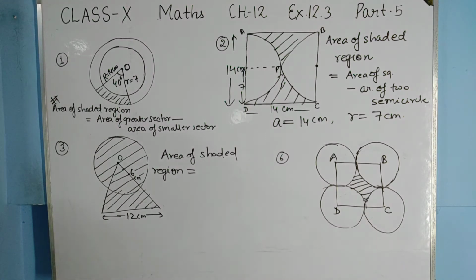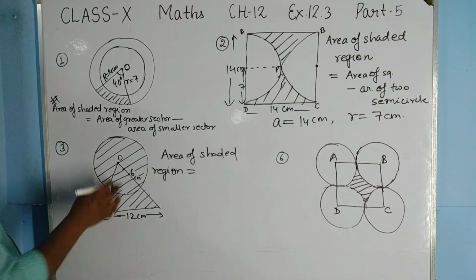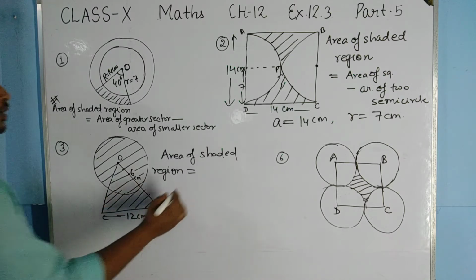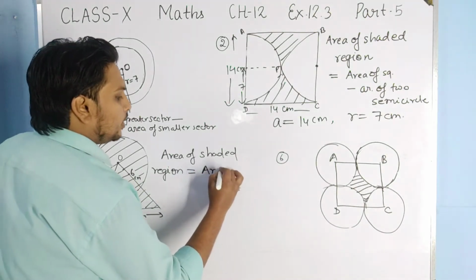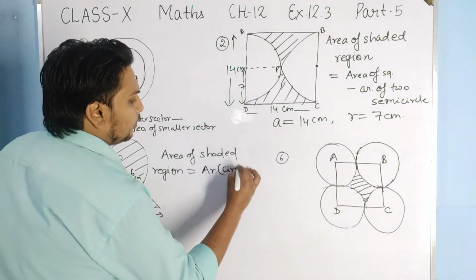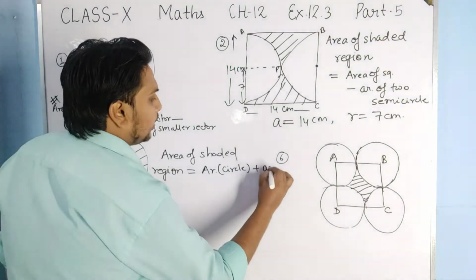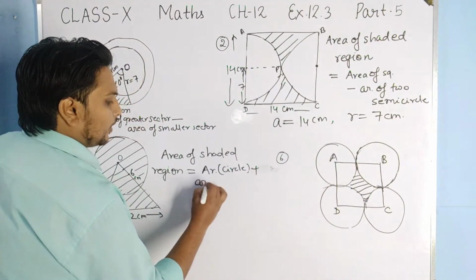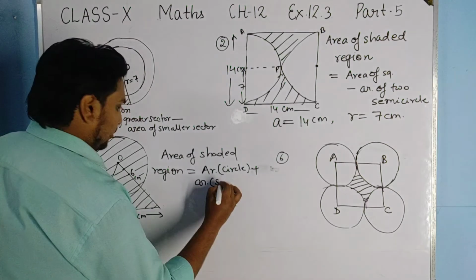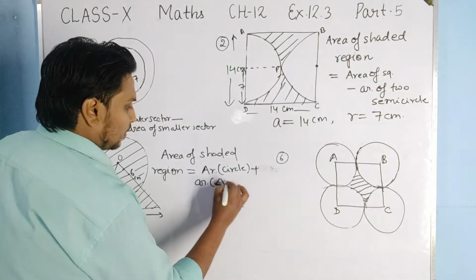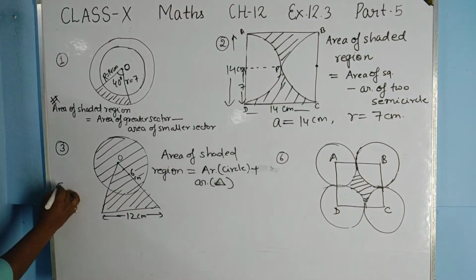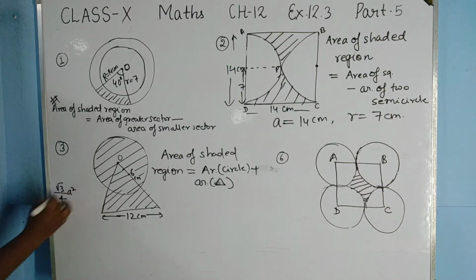See students, if we want to find the area of this, you can do one more thing: you can add the area of the circle and the area of the triangle. Okay, it is an equilateral triangle. The formula for the equilateral triangle you know very well, that it is 3 by 4 a square.